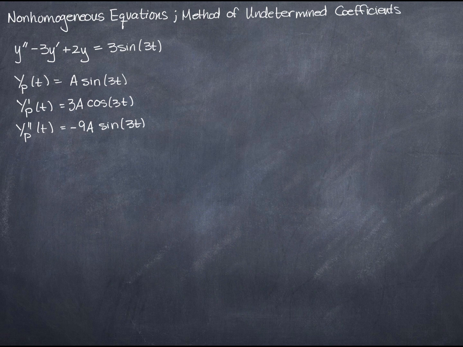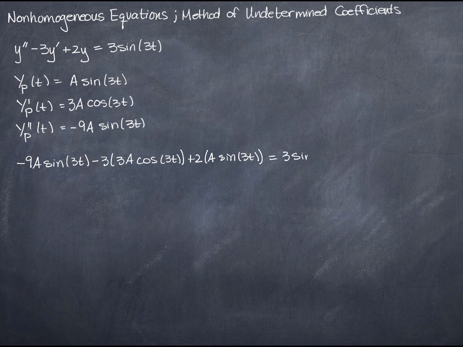Y double prime is negative 9a, the sine of 3t, minus 3 times y prime is 3a, the cosine of 3t. And then plus 2 times y, which I'm proposing is a, the sine of 3t. And that has to equal 3 times the sine of 3t.